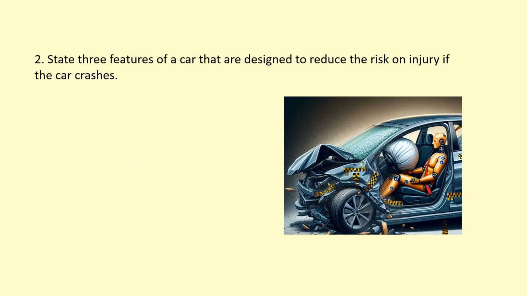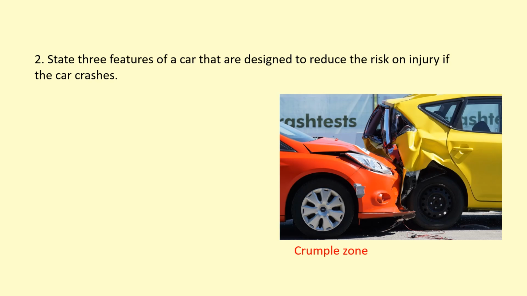The second example: state three features of a car that are designed to reduce the risk of injury if the car crashes. The first obvious one is the airbag. The airbag inflates when your car crashes, but then when you collide with the airbag, it's going to deflate. Then you've got the seatbelt. The seatbelt actually stretches if the car collides, and so your body moves forward ever so slightly and then stops. Then you've got a crumple zone at the front of the car. The crumple zone is an area of the car which is designed to, like the name suggests, crumple and come together when the car crashes.